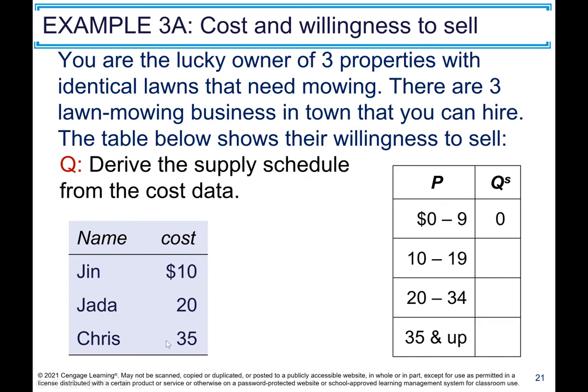When the price offered is between 0 and 9, none of these people will take this offer. If you raise the price to 10 to 19, one of these will offer to mow your lawn. So the quantity supplied will be 1. If you raise the price further, between 20 and 34, 2 people will offer their services. And if you make an offer of 35 and up, all 3 of these people will show up wanting to cut your lawn.